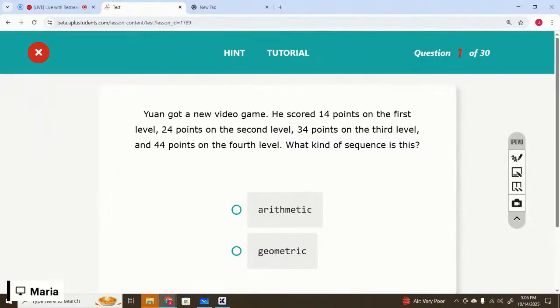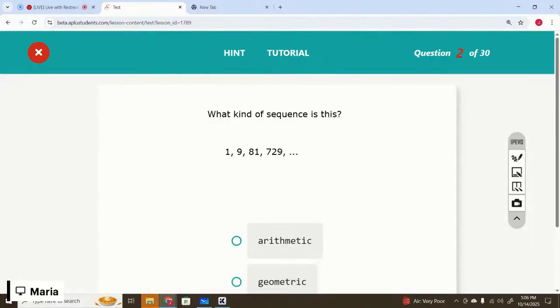Yuan got a new video game. He scored 14 points on the first level, 24 points on the second level, 34 points on the third level, and 44 points on the fourth level. What kind of sequence is this? Arithmetic sequence it is. Option number 1 is the correct option.